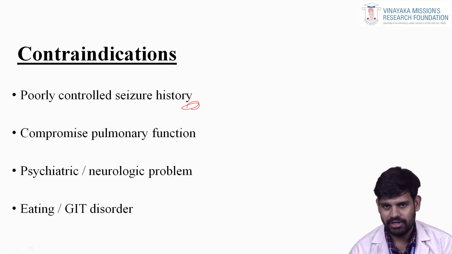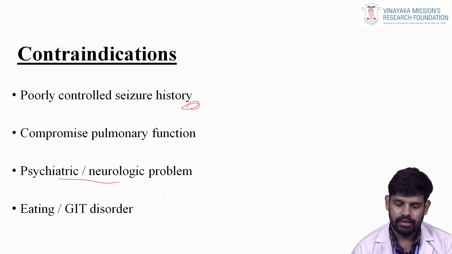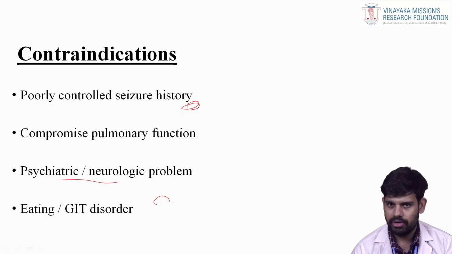In case of asthmatic patients, if you put them under IMF, there is a high risk of asphyxiation and death. And in psychiatric and neurological problems, where the patient compliance is doubtful, we cannot go for closed reduction. And in eating or GIT disorders, like GERD or gastroesophageal reflux disorder, the regurgitation of the food particles will cause aspiration of the food particles leading to pneumonia and eventually death.